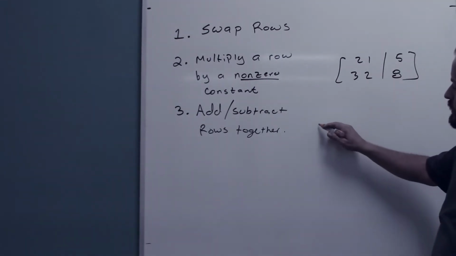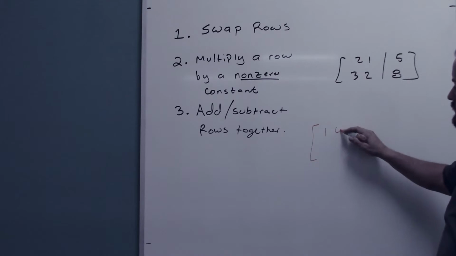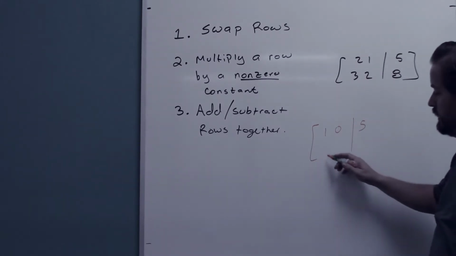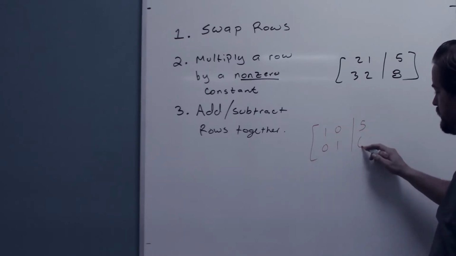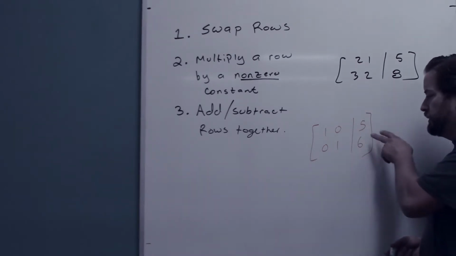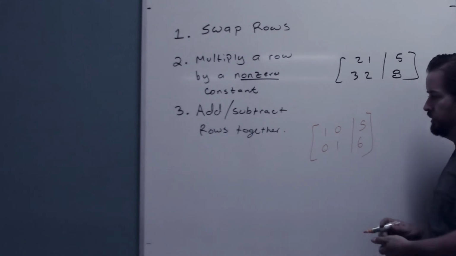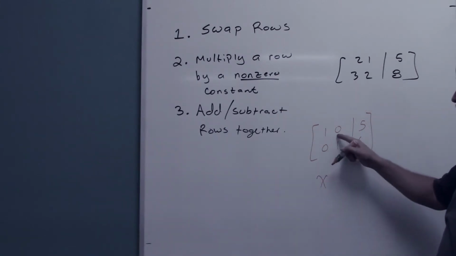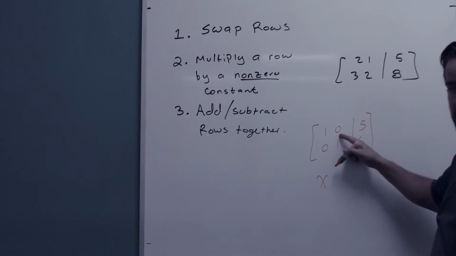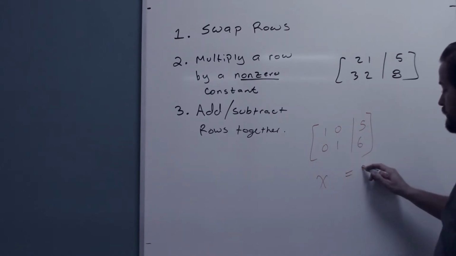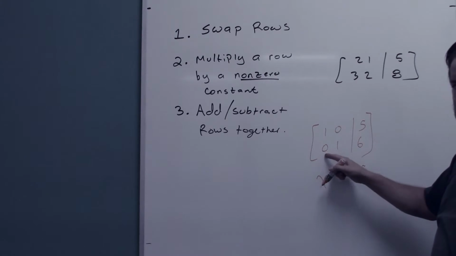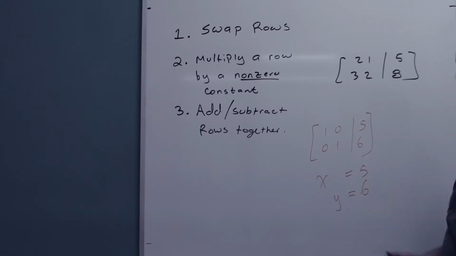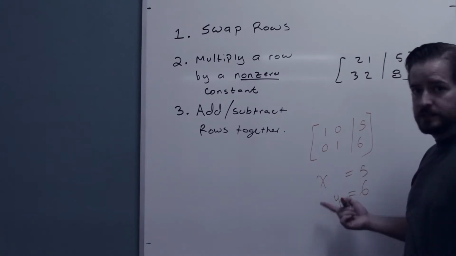If I have the matrix 1, 0, and let's call this whatever, let's say 5, and then 0, 1, and let's call this 6, it doesn't matter what these two numbers are for this example. This matrix represents the system of equations x plus nothing else is equal to 5, and no x's plus a y is equal to 6. Or in other words, it represents the solution.